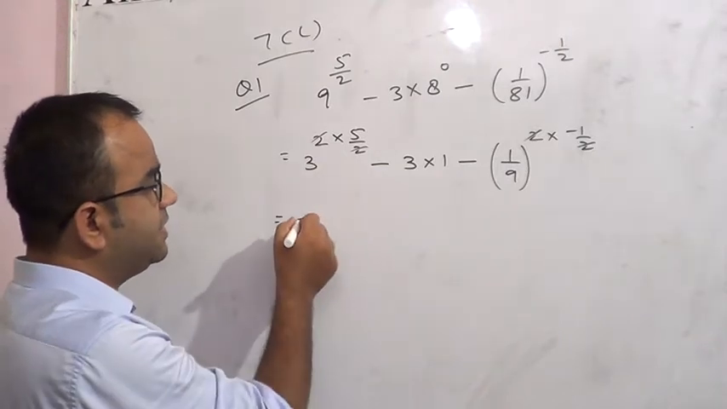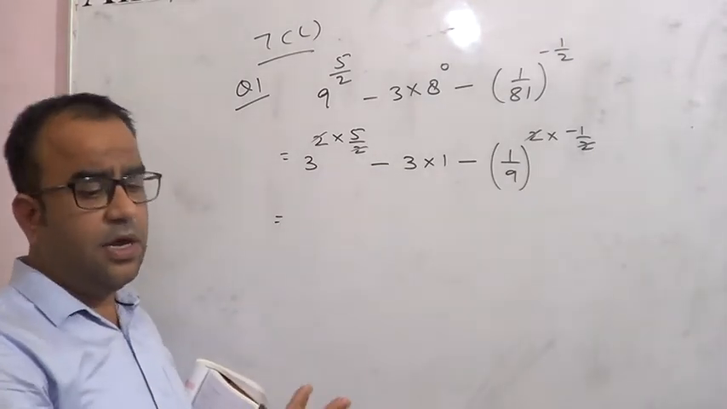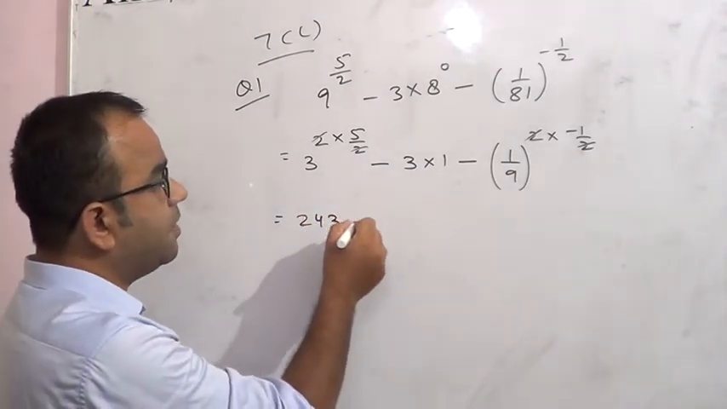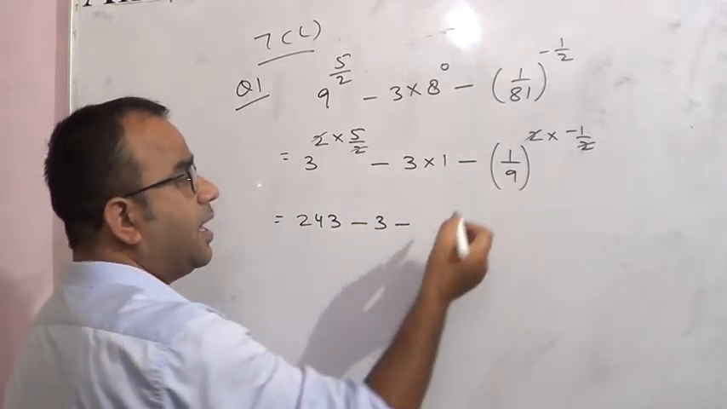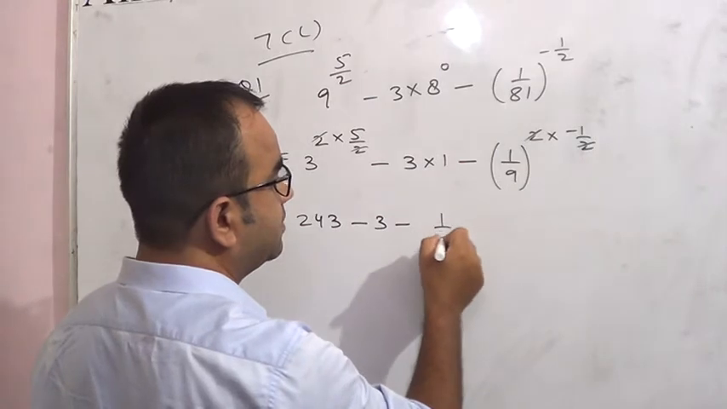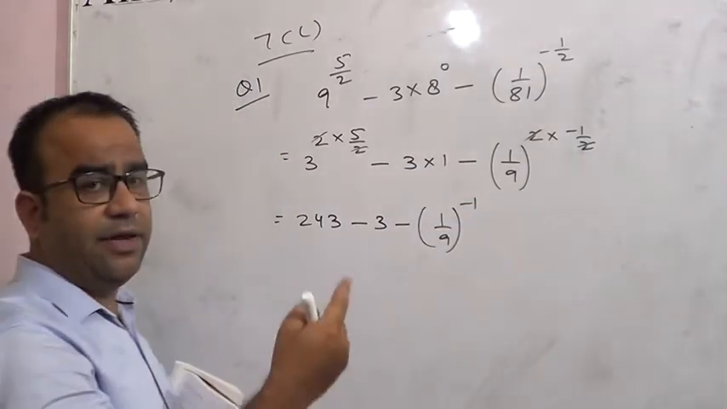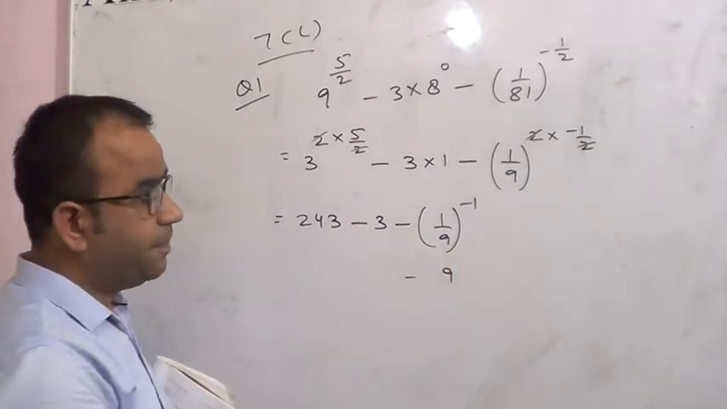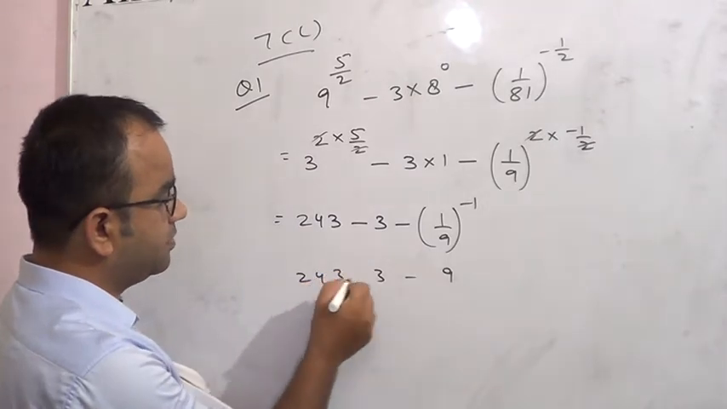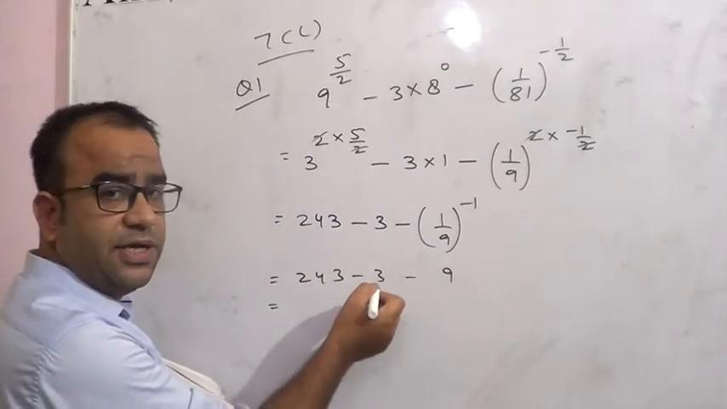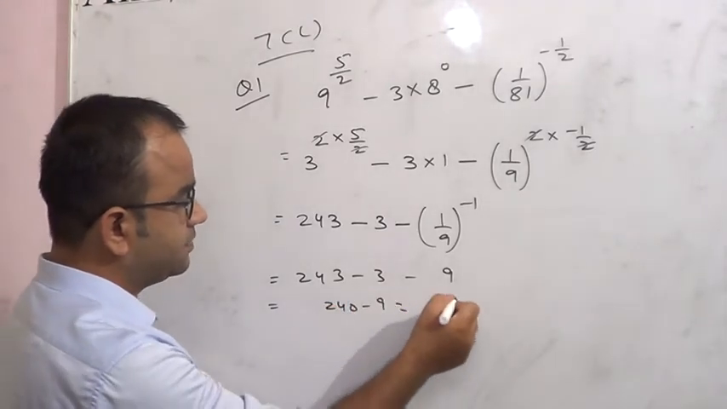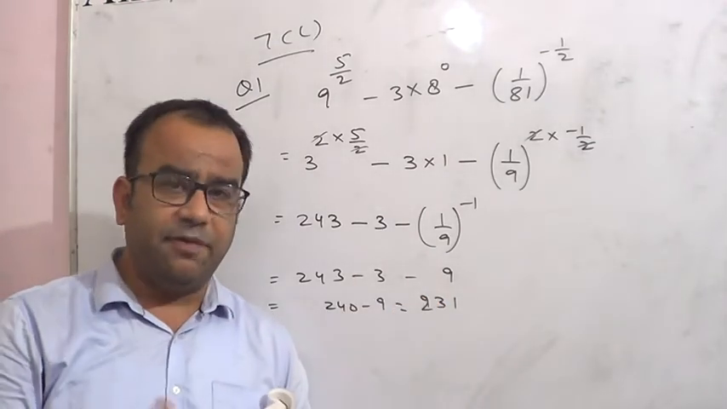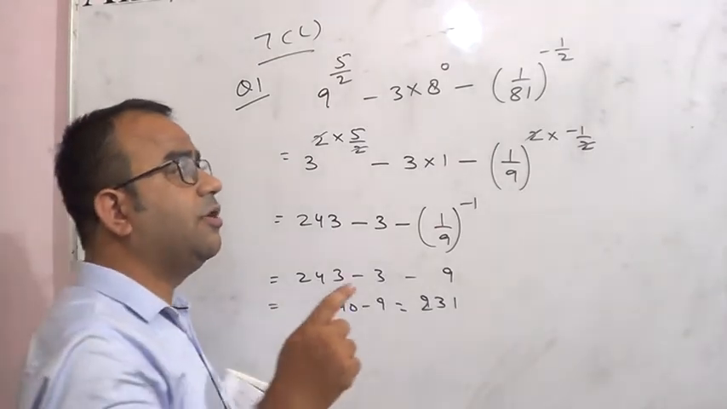So 3 to the power 5 is 3 into 3 is 9, 9 3s are 27, 27 3s are 81, 81 into 3 is 243, minus 3, minus again this 1 upon 9 to the power minus 1. Since the power is negative, to make it positive I have to reciprocal the base, so it will become 9 only. Minus 3 and 243. So 243 minus 3 is 240, minus 9, this is 231.